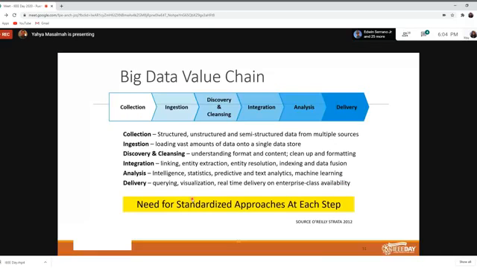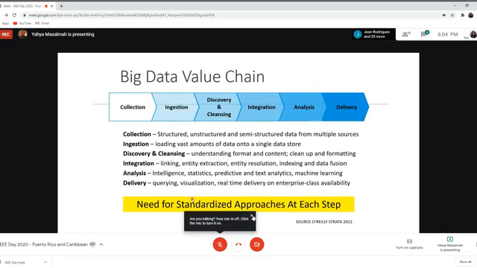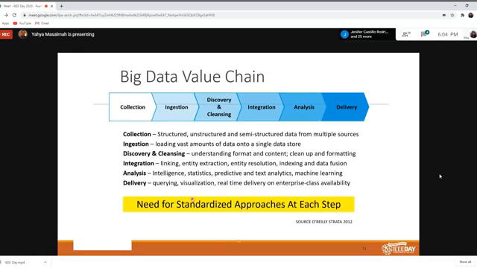And I would like to go on and talk about the value chain of big data. First, the collection, ingestion, discovery and cleansing, integration, analysis and delivery. As I said, when the data are being collected, it is structured, unstructured, and semi-structured data from multiple sources. Ingestion: loading vast amounts of data onto a single data store. Discovery and cleansing: understanding format, content, cleanup, and formatting. Integration: linking, entity extraction, entity resolution, indexing, and data fusion. Analysis: intelligence, statistics, predictive and text analytics, machine learning, and it's very important.